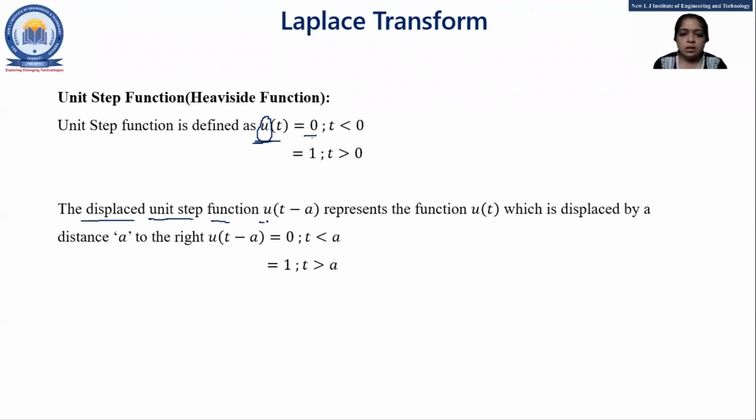It is the symbol u(t minus a). So it represents the function u(t) displaced by a distance a. Here the definition is u(t minus a) equal to 0 if t is less than a, and equal to 1 if t is greater than a. So students, these two are the definitions of the unit step function. One is the basic unit step function, and the other is the displaced unit step function.